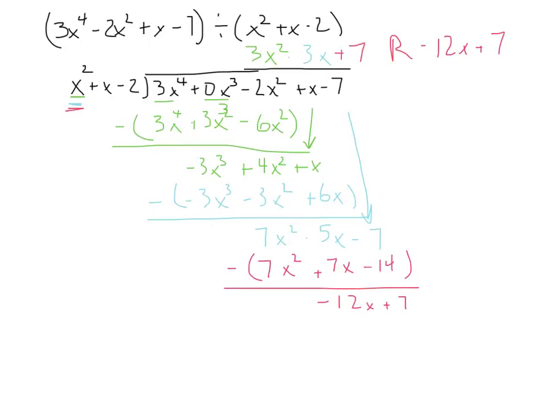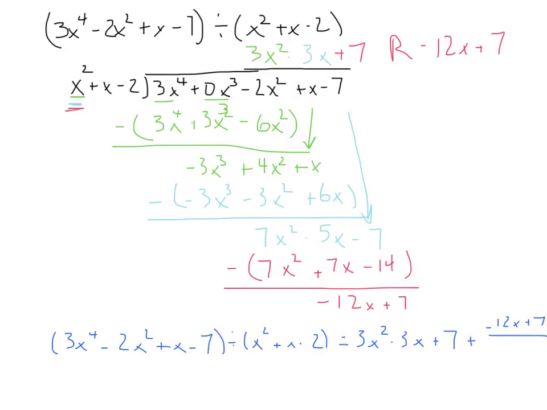And what this means in terms of my original problem is that 3x to the fourth minus 2x squared plus x minus 7 divided by x squared plus x minus 2 is equal to 3x squared minus 3x plus 7 plus negative 12x plus 7 over x squared plus x minus 2. Whew, just had room. Alright, and that's how we do a somewhat more complicated long division problem.